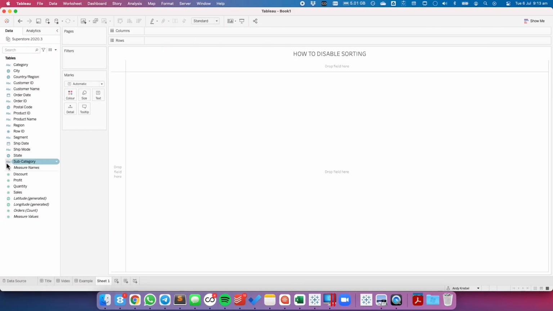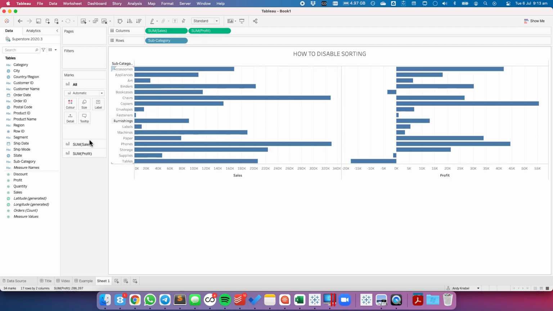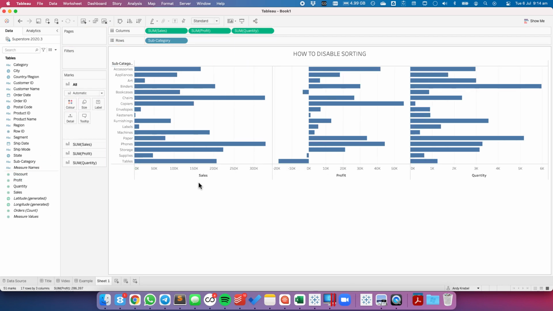Let's look at an example. Let's say that we want to look at sales by subcategory, profit by subcategory, and quantity by subcategory. Notice when I hover over the sales axis, the profit axis, or the quantity axis, I see a little sort symbol. What I want to do is sort by sales, but disable sorting by profit and quantity.